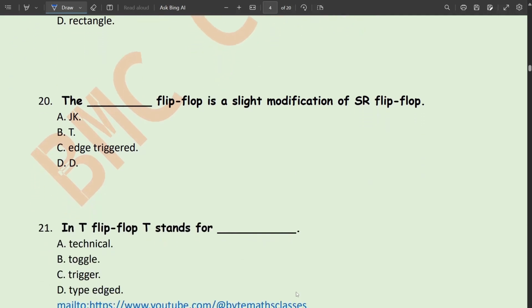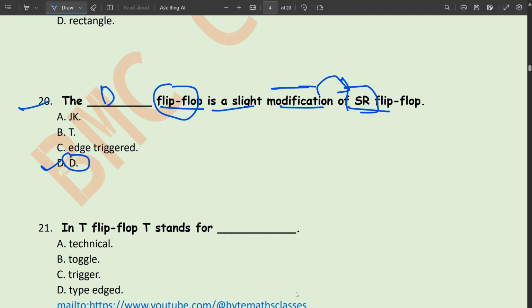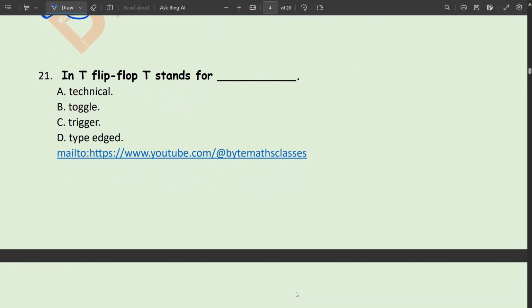Next, which flip-flop is a slight modification of the SR flip-flop? The answer will be option number D. The D flip-flop is a modification of SR. Next, in a T flip-flop, T stands for toggle. We have discussed this in a previous video, so go and watch it.